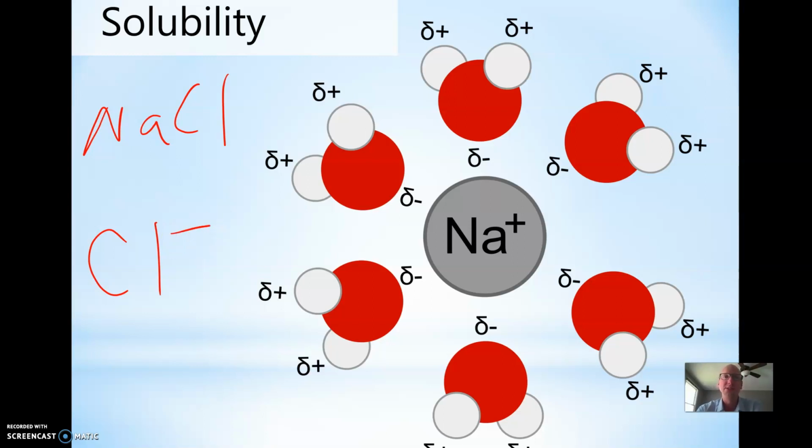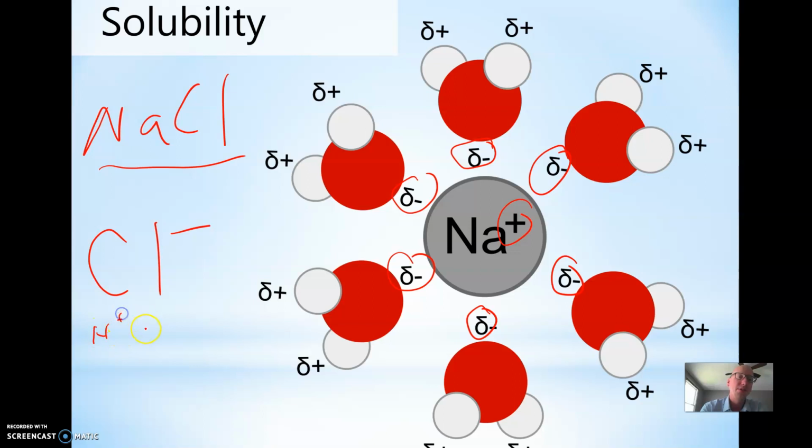So what these waters do is they surround each of these elements. They surround the sodium, they surround the chloride, but how do they surround it? They surround it and pull them apart using opposite charges. So the negative part of the oxygens are surrounding the positive sodium, and it's going to be vice versa for the chloride. So here you're going to have your hydrogens, which are positively charged, surrounding the chloride ions, and that's going to pull them apart.